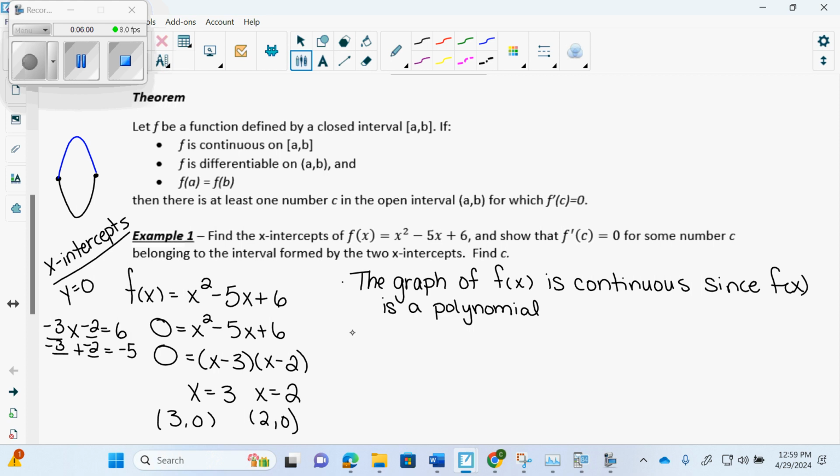So the graph of f of x, let's say the equation of f of x, is differentiable. Can we put this together in one sentence? Continuous and differentiable because it is a polynomial? Yes.